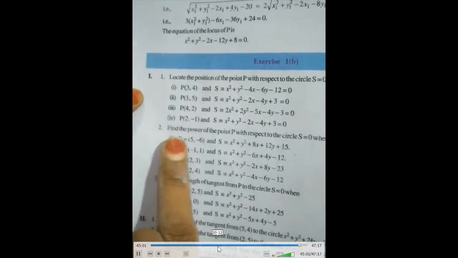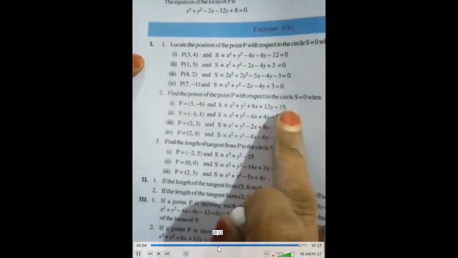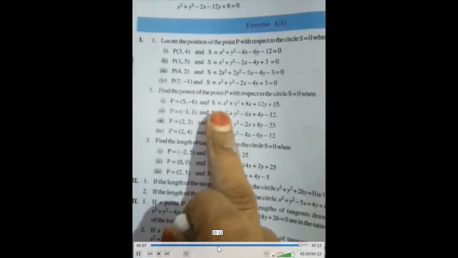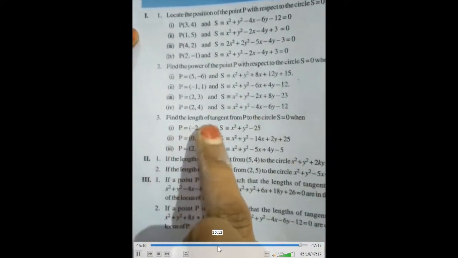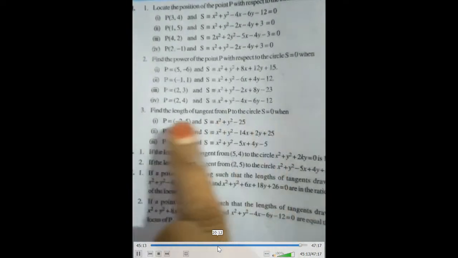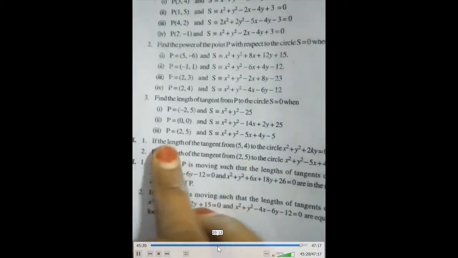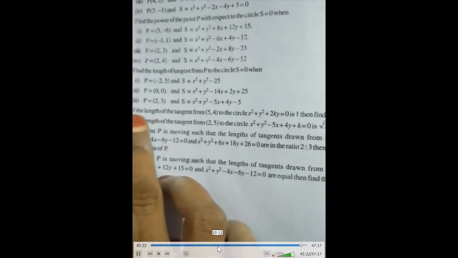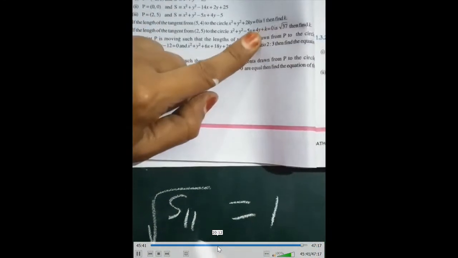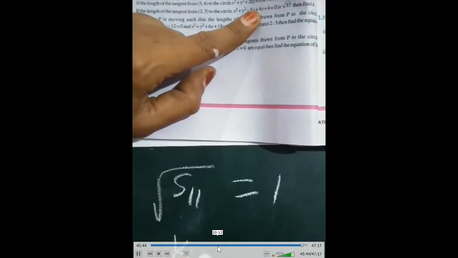Next, second: find the power of the point P with respect to the circle S equal to 0. So for this also you find S11. Find the length of the tangent from P to the circle. What is the formula? Root over S11. If the length of the tangent, second Roman numeral, if the length of the tangent from (5, 4) to the circle x square plus y square plus 2ky is equal to 0 is 1, so here root S11 is equal to 1. If you equate root S11 to 1, you get the value of k.